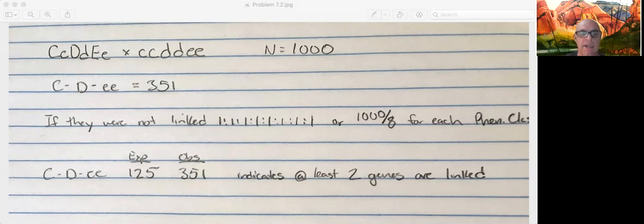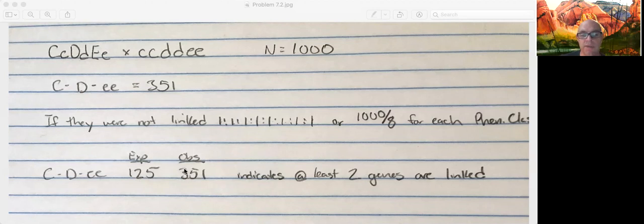So in a trihybrid cross, you would have 8 different phenotypic classes, and then you would expect an equal representation in each of those different classes. So you expect a ratio of 1-to-1-to-1-to-1-to-1-to-1-to-1. Okay, and so that would essentially be 1,000 individuals divided by 8, and you would expect 125 individuals in each of these classes, right? What we see is that in one of the phenotypic classes, you actually have 351.